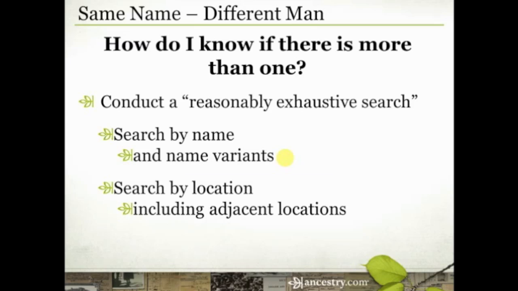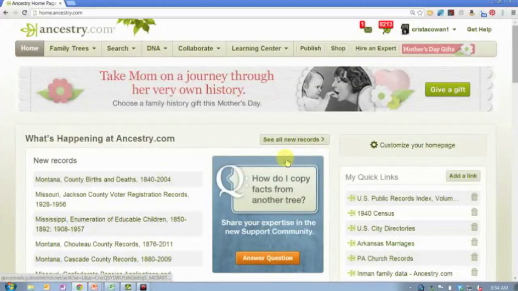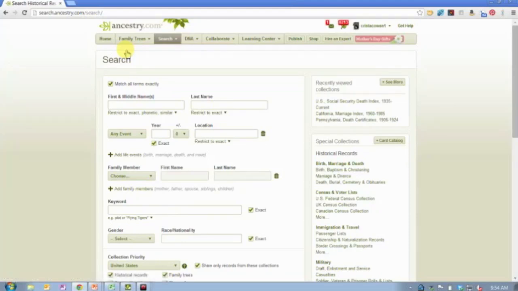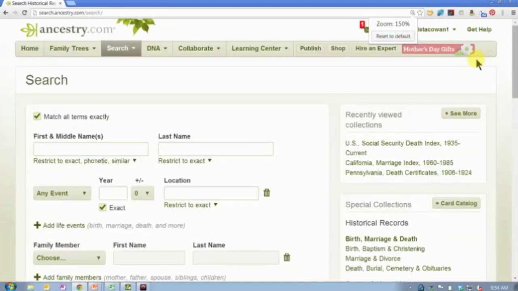Now I'm going to show this to you, and I want you to keep this in mind because this is how I do a lot of my searching. I'm going to go ahead and click on search. That's going to take me to the ancestry.com search page. Let me make this a little bit bigger for you here.